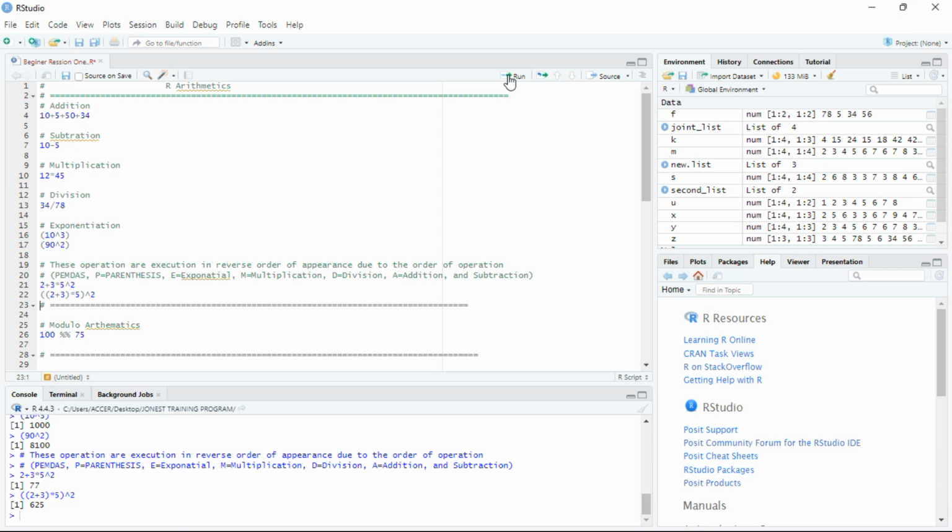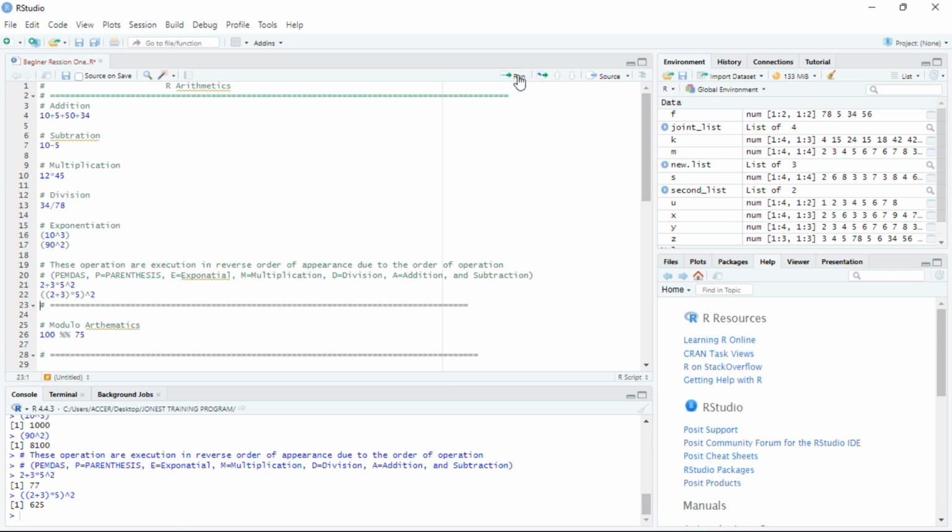And then let's come to modulo arithmetic. Right now we have learned arithmetic, so you can use R for doing your arithmetic equations. For modular arithmetic that we learned in junior high school and solved manually, here in R we can also use modulo arithmetic.